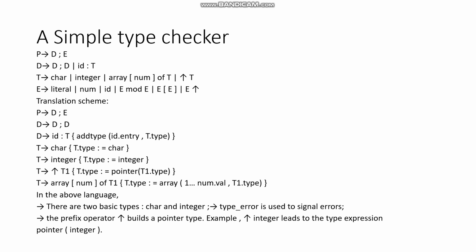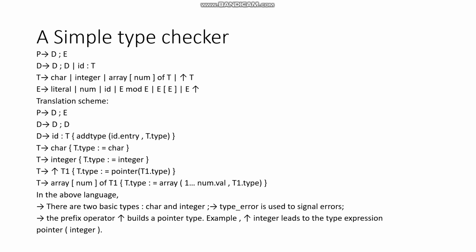Here on the slide you can see, let us consider the grammar: P gives D; E, then D gives D; D, D gives id : T, and T gives integer. Likewise it is defined. Then the translation scheme: D gives id : T, where the action is addtype(id.entry, T.type). We have to specify the type as well as the value within that. Okay, so likewise it is specified.